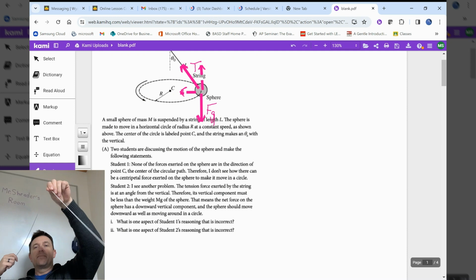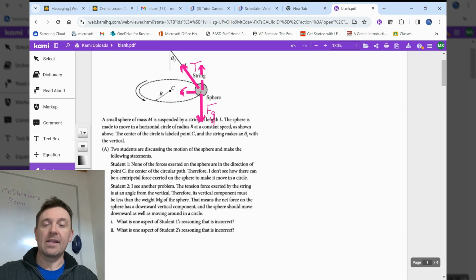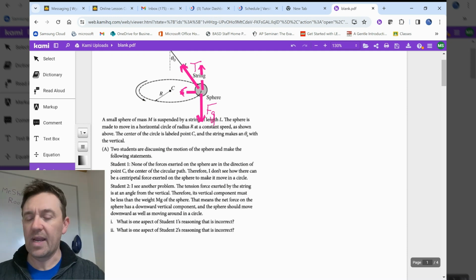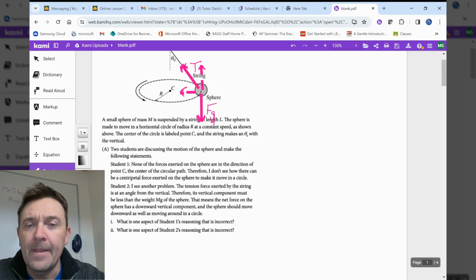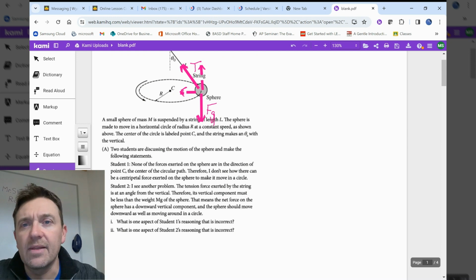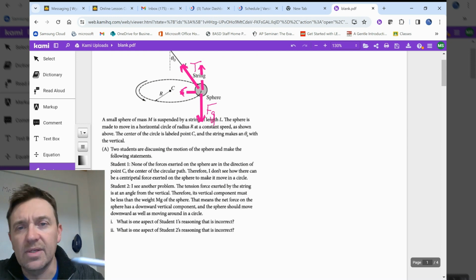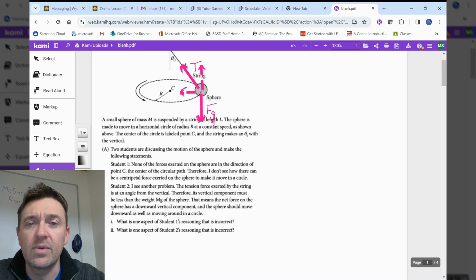I guess the claim for this student is thinking that tension for some reason must always be equal to weight, that the total tension is equal to weight. And that's not true if we again analyze that same free body diagram. Here, we know the direction of the acceleration is horizontal. It's towards the center of the circle. The acceleration is not vertical. It's not up or down.